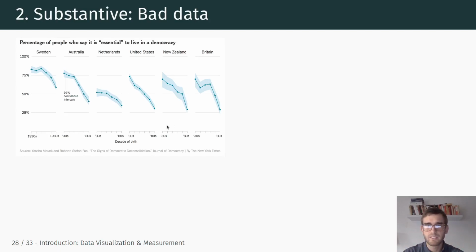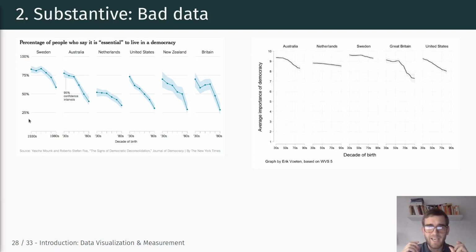But the other point is the underlying data. The problem here is that this is based on the World Value Survey, and the World Value Survey actually measures this question of how essential it is to live in a democracy not as a percent scale, do you agree, do you disagree, but rather on a 10-point scale of the importance of living in a democracy, right? So respondents in the World Value Survey answer how important is it for you to live in a democracy on a scale from 1 to 10.